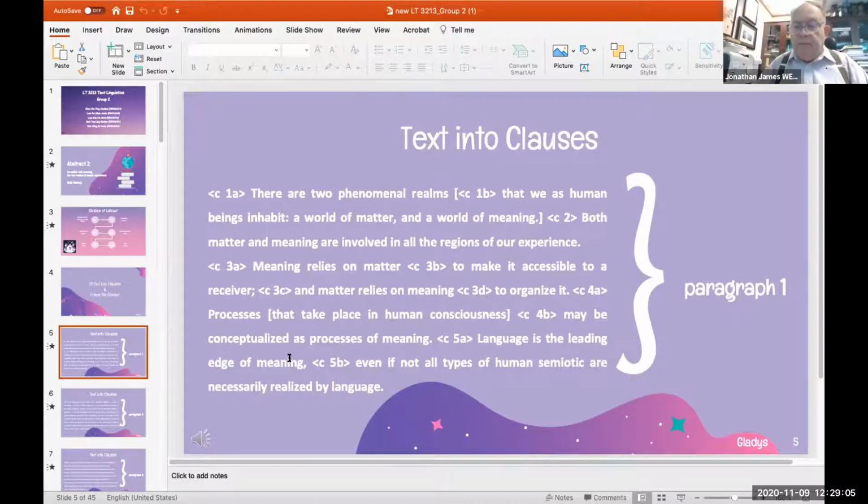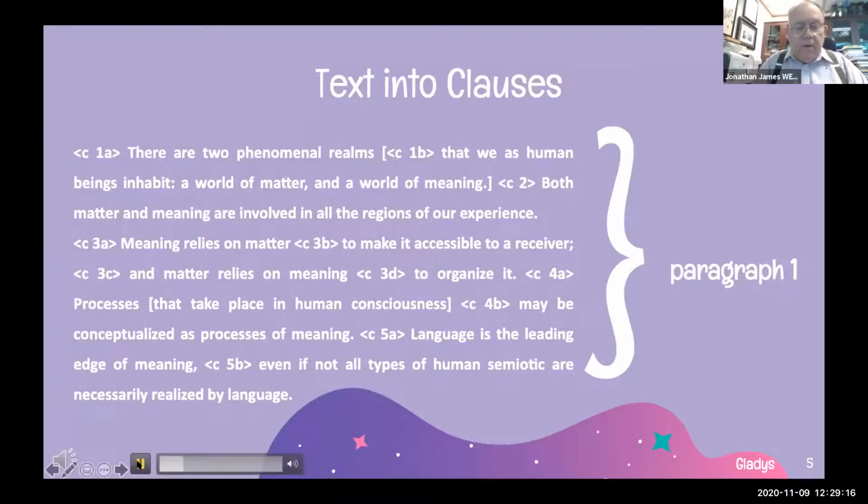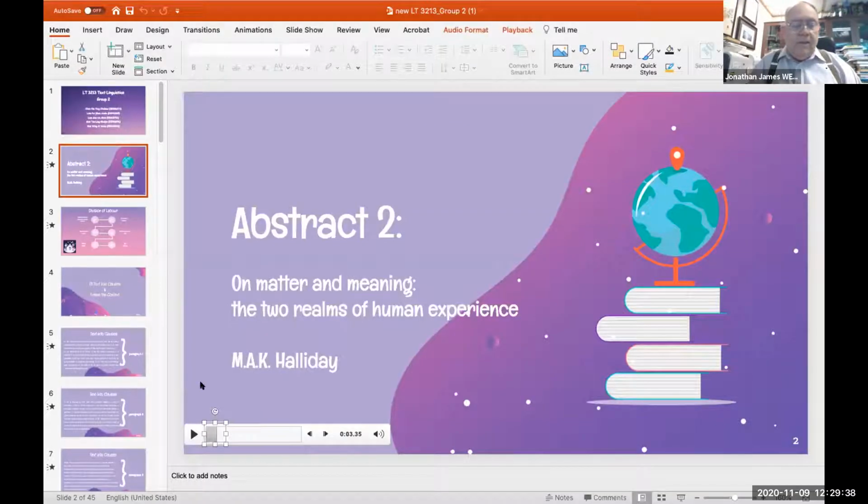Did we lose something? We have divided the text into... I can't hear the sound too. I can hear it. Good afternoon, everyone. We are Group 2, and in this presentation, we will be looking at abstract 2.